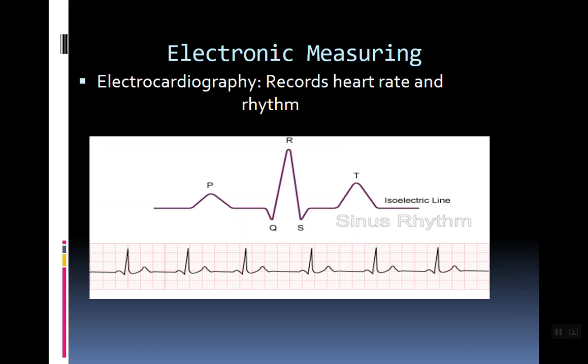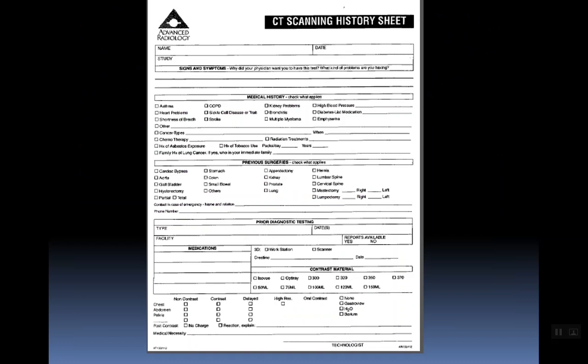Little bit about electrocardiography. I don't think we need to know a lot about this, but you should know what the P, QRS, and T waves are for. You can look that over when you get home. I'm going to post this PowerPoint online for you guys. I think I have it on there already. Maybe I just don't have it open yet.